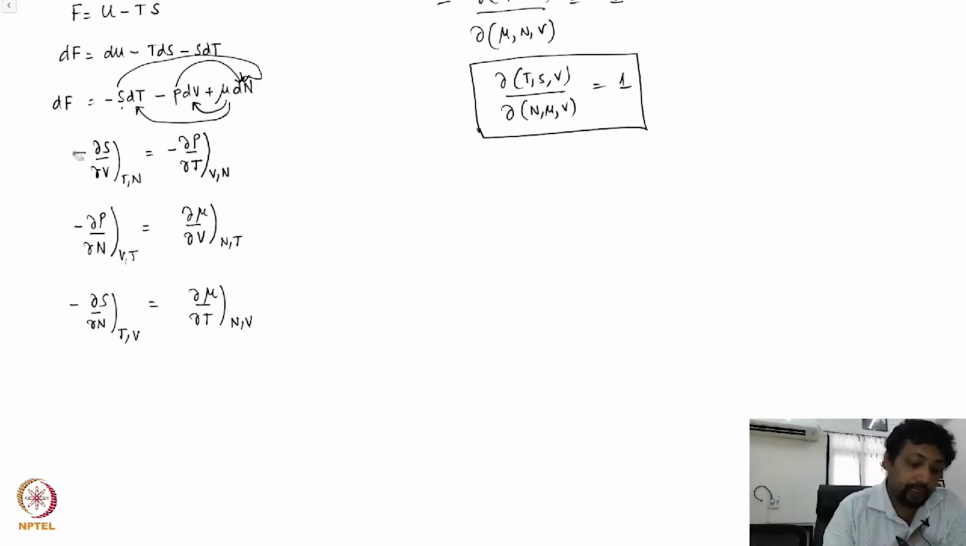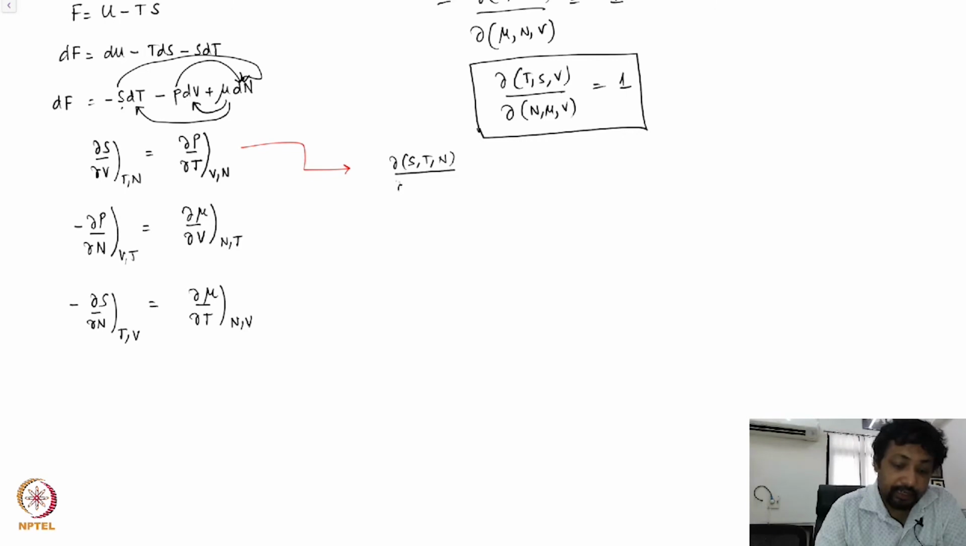So clearly now I can simplify my life a little bit. I remove the minus sign from the first. So if I now look at the first equation, what is the corresponding way of writing it down in terms of the Jacobian? Let's see. So this gives me del S T N, and I have del V T N is equal to del P V N, del T V N.